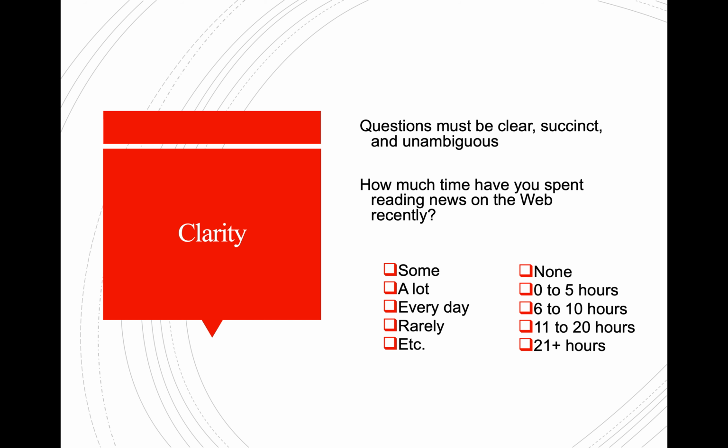You also have to make sure that your questions are really clear, again, because you're not there to disambiguate for the person who's filling out the survey. So this question, how much time have you spent reading news on the web recently? If you use the options on the left, these are vague and ambiguous and mean different things to different people. So rarely might be once a week for somebody and might be once a year for somebody else. So the options on the right are much less ambiguous, and so you'll get more consistent and valid data from the options on the right.